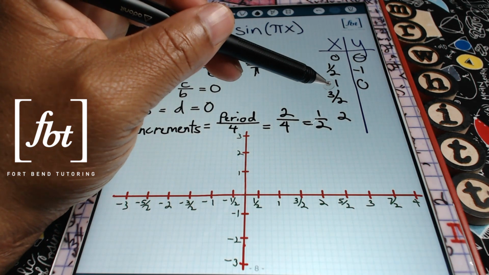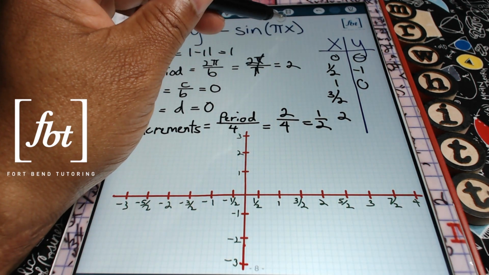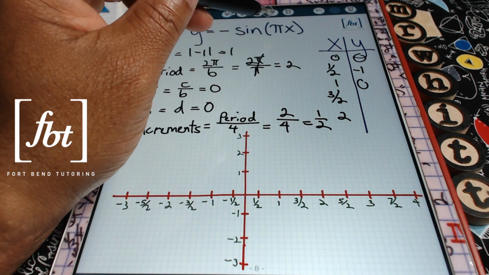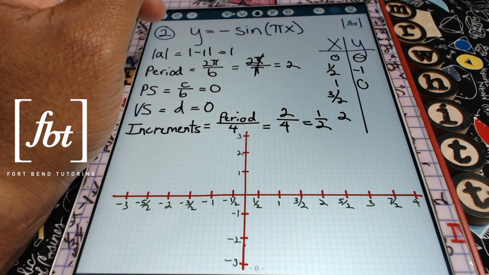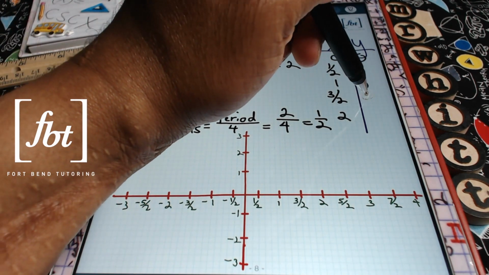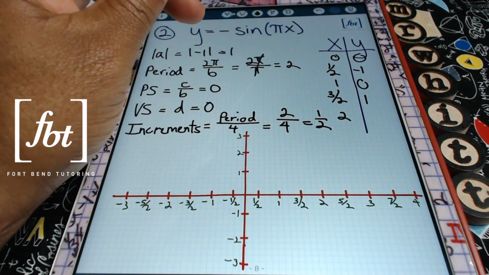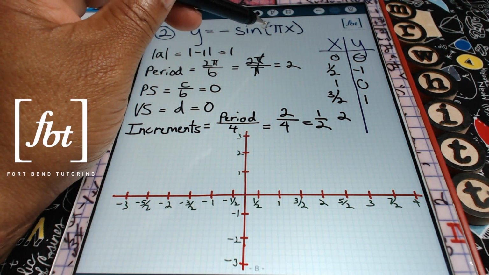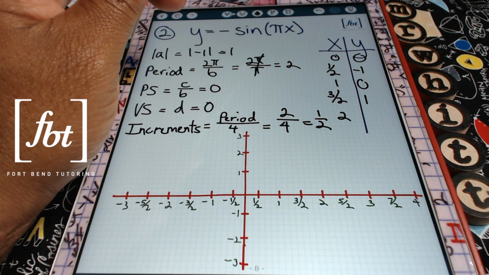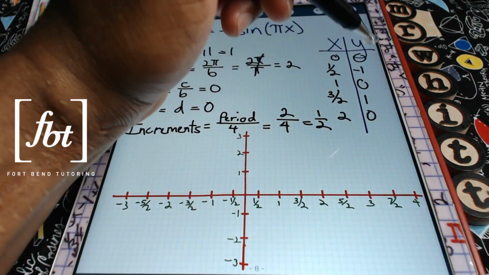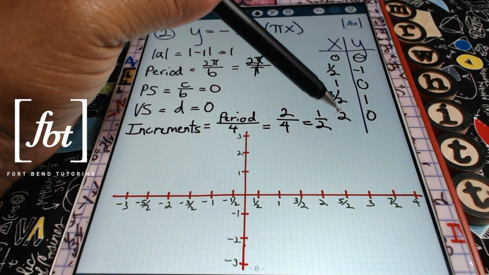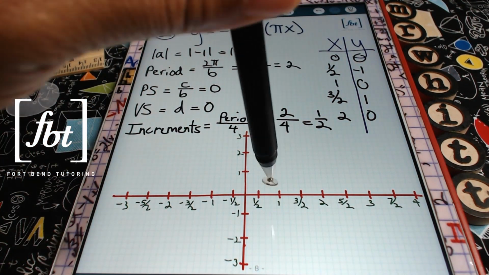Then plugging in 3/2, we'll have pi times 3/2, which is 3 pi over 2. Sine of 3 pi over 2 is negative 1, and then the opposite of negative 1 is positive 1. Then plugging in 2, pi times 2 gives us 2 pi. Sine at 2 pi is 0, and then the opposite of that value is once again 0. So these are going to be the 5 points that I use to plot on my graph.